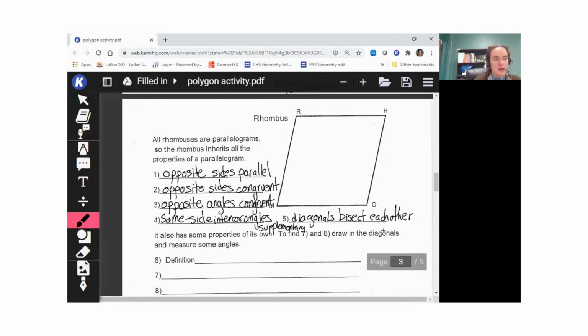Our other properties of a rhombus first come from the definition, and if you measure all of the sides of this figure, they would be the same. So it has 4 sides that are congruent. That's the definition of a rhombus.